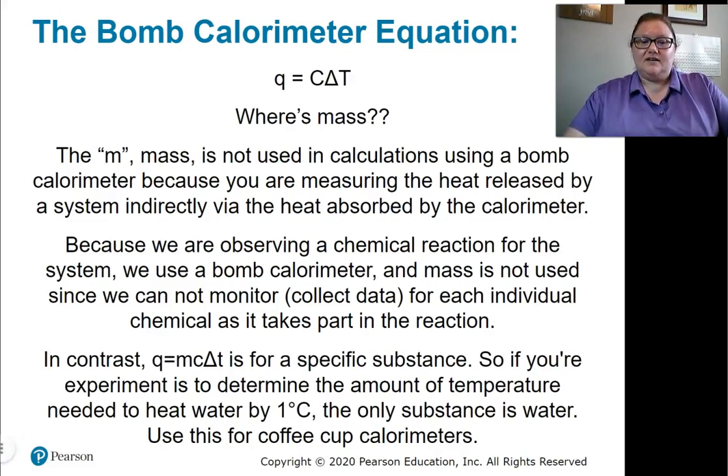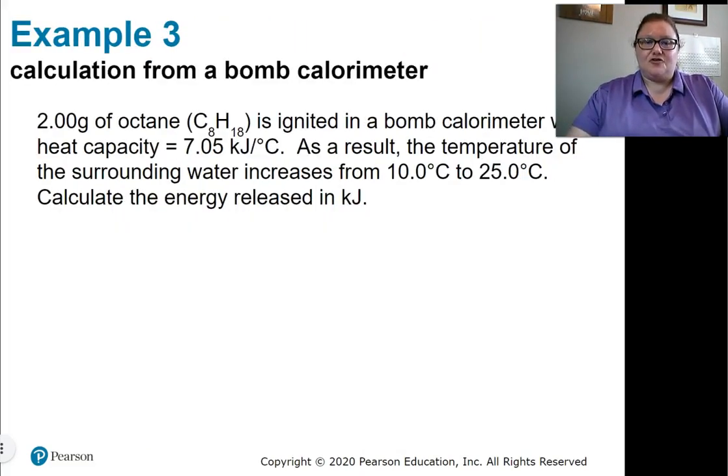When we look at a coffee cup calorimeter like we did in the lab today, we do need to include the M, the mC delta T, for a coffee cup calorimeter experiment because we're looking at how much one substance gives off in heat. So it says here a specific substance. What we were doing there is we were tracking the pure water that we used. And so that's the big difference here in types of calorimeters. If you're given a question like the example we saw, where it says you're using a bomb calorimeter, just remember, keep mass out.